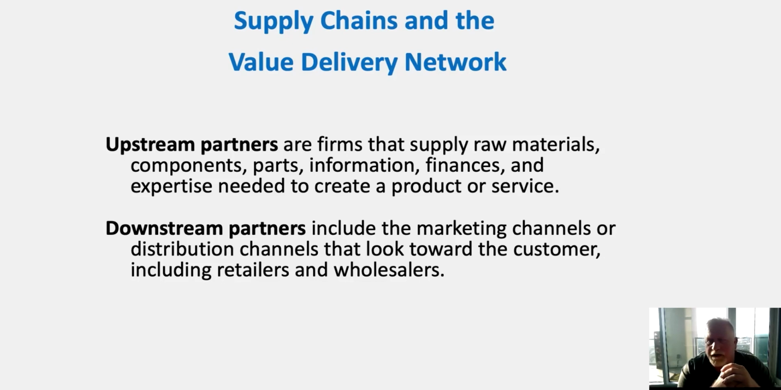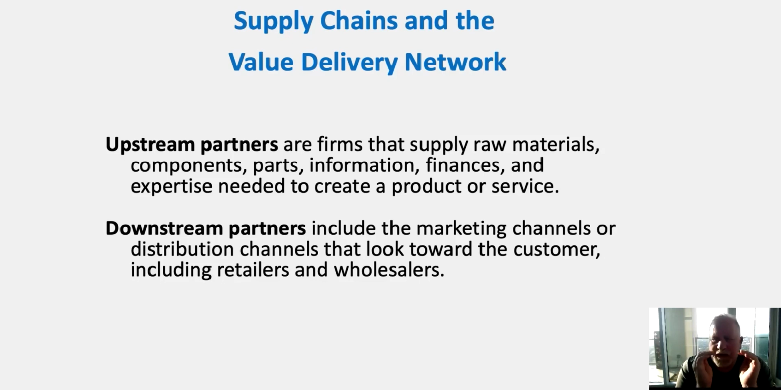Recognize that markets and the way we sell products is far more complex than simply a customer going to a retail store. And that's really what we're going to be talking about today when we talk about these supply chains and value networks. So we have our upstream partners, and then we have our downstream partners. Downstream partners include marketing channel or distribution channels that look towards the customer. So they include retailers and wholesalers.